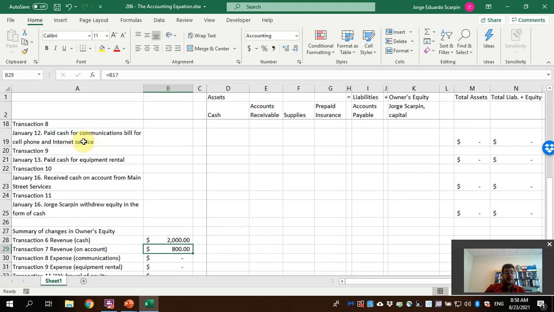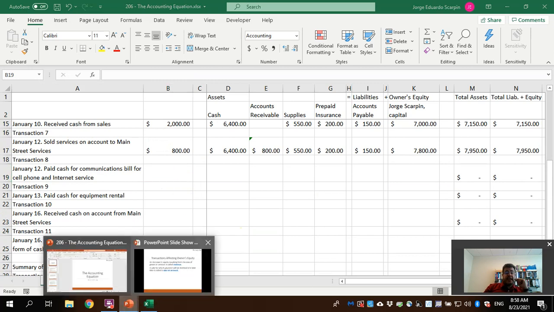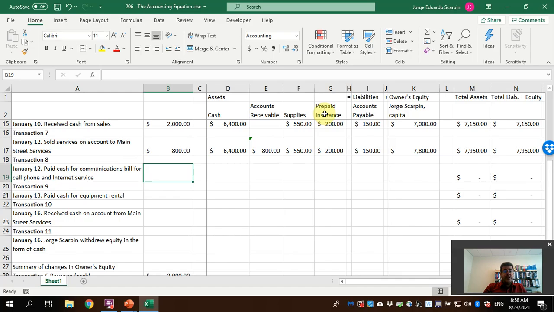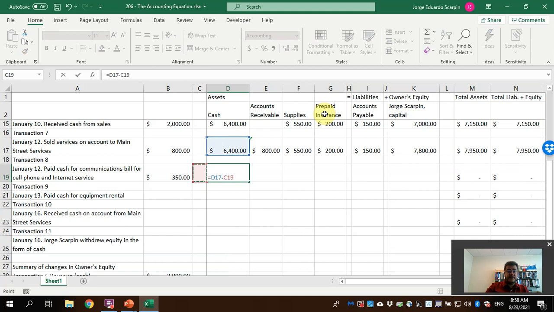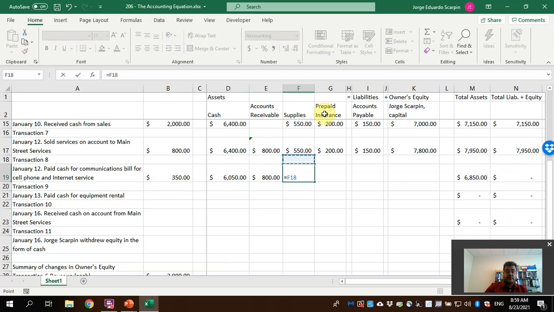Let's go back here. Transaction 8, paid cash for communication bill for cell phone and internet service. It is an expense because it is the cost of goods or services used to operate a business. We need cell phone and internet service to operate our business. So here, let's consider $350. If we are paying cash, our cash is decreasing. $6,050. Everything else is the same.